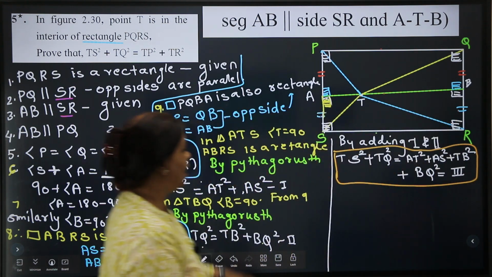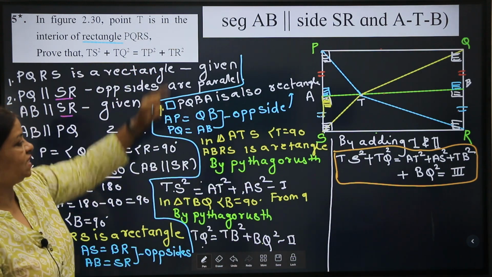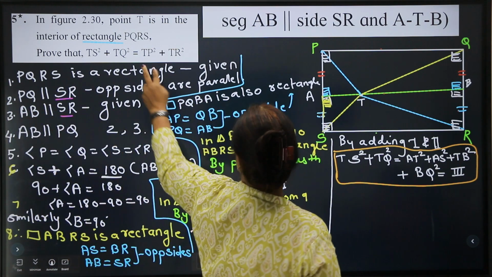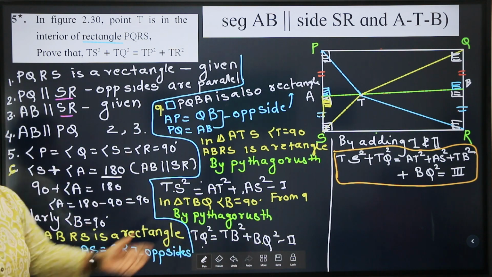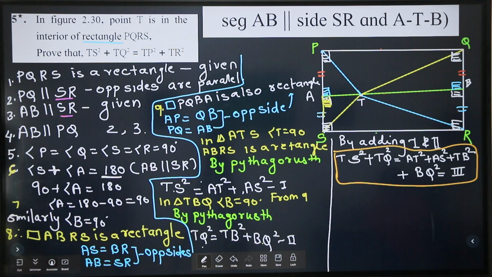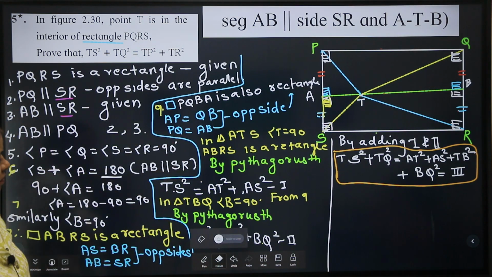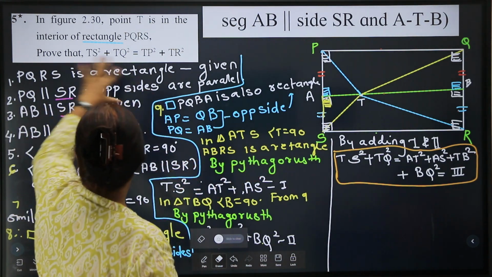Fine. Now, I wanted TS plus TQ, and I got TS plus TQ. I want TP plus TR. The same procedure we will perform for TP plus TR. Before I rub this, you can note it down by pausing the video. Now I have to rub it with the eraser.